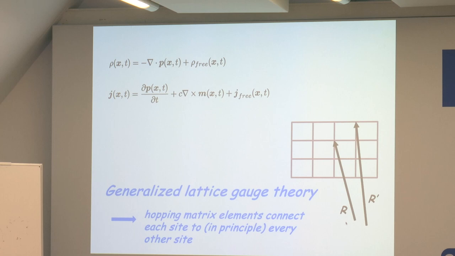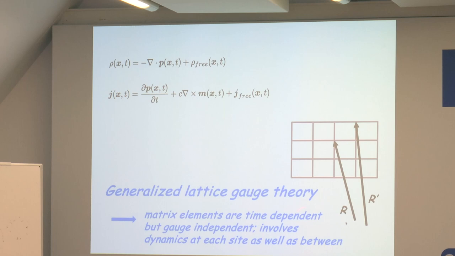The matrix elements are time dependent, but gauge independent. This is gauge independent in the electromagnetic sense. They just involve the electric fields and the magnetic fields. And they involve the dynamics at each site, because at each site there's the microscopic polarization and the magnetization field associated with this site that has all its dynamics. The other dynamics is what we get from the lattice gauge theory.